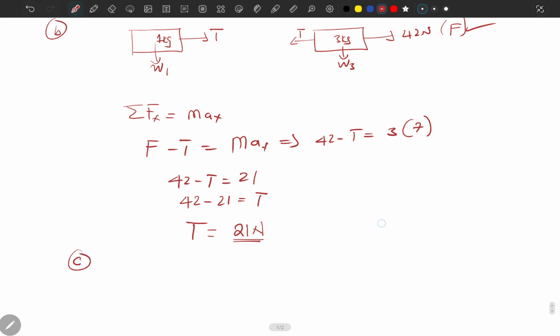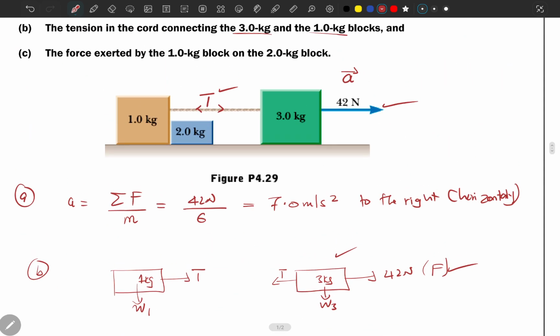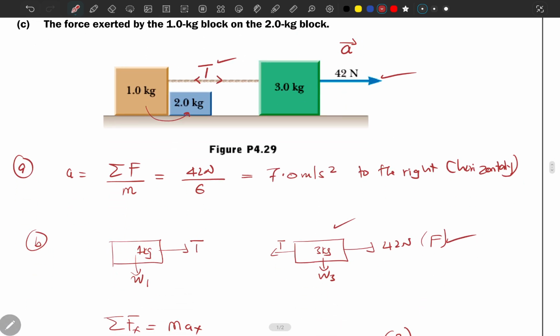Then C says, the force exerted by the 1 kilogram on the 2 kilogram block. One thing that you need to understand is that this acceleration that we found at the beginning, the 7 meters per second squared, is common for all the blocks. For all the blocks, meaning that the force which is accelerating the 2 kilogram, the force which is moving this object, is due to this one. Do you understand? The 1 kilogram is the one which is causing the 2 kilogram to move or accelerate. You get the concept, right?